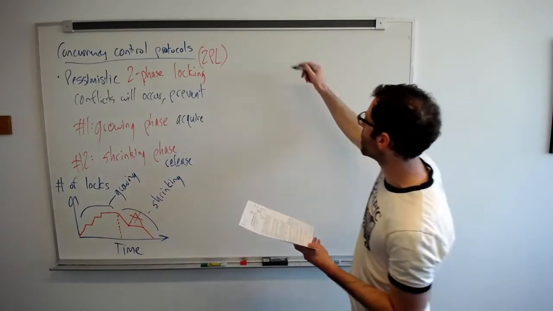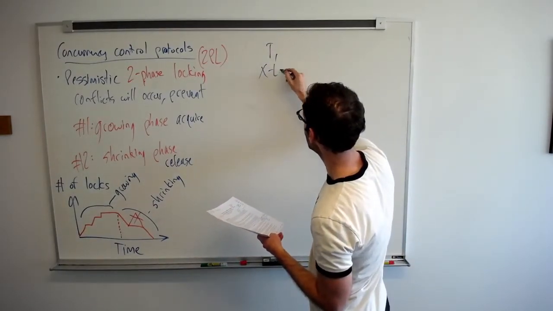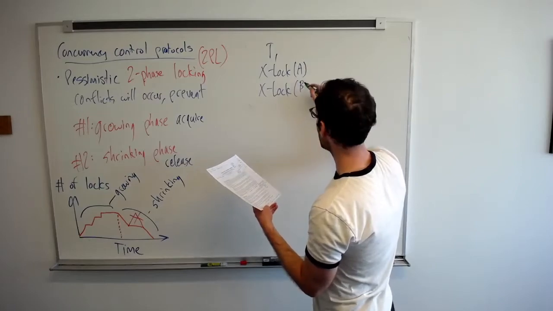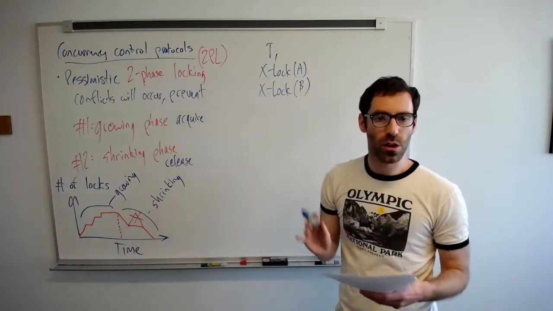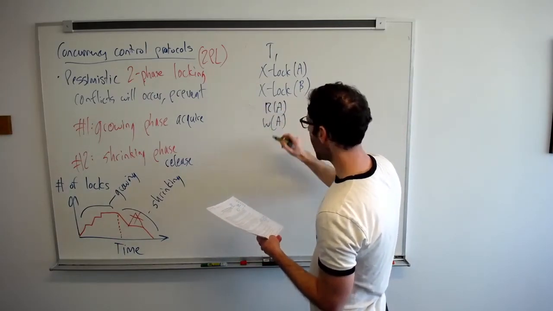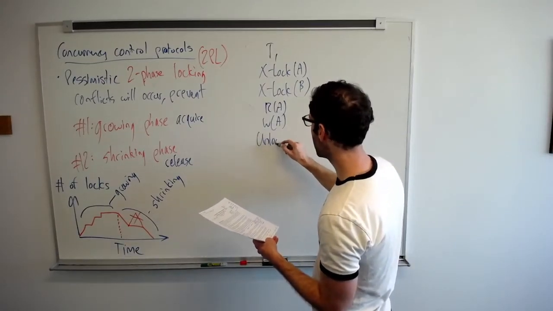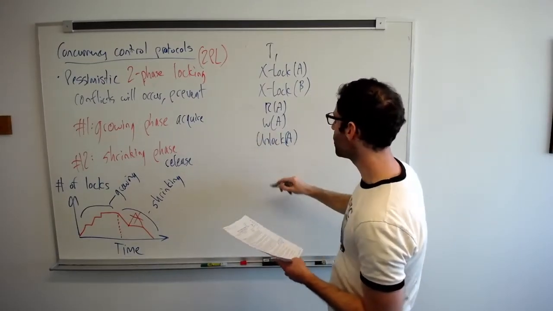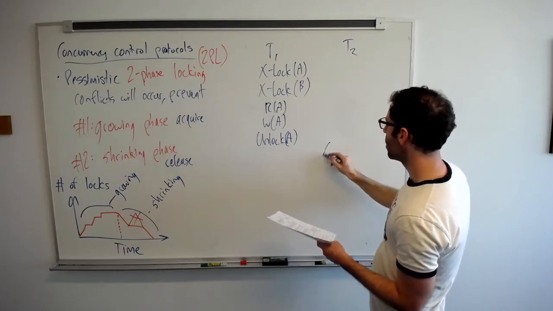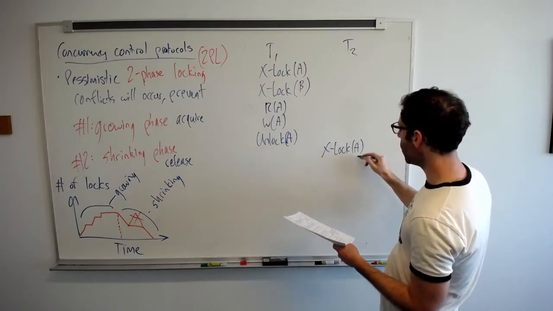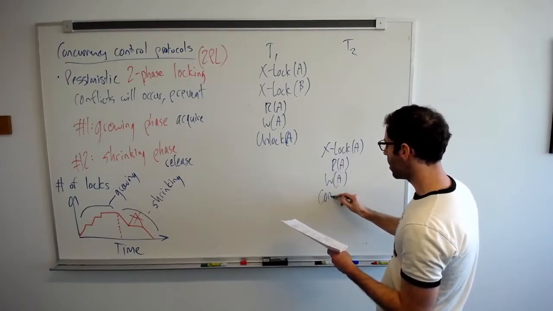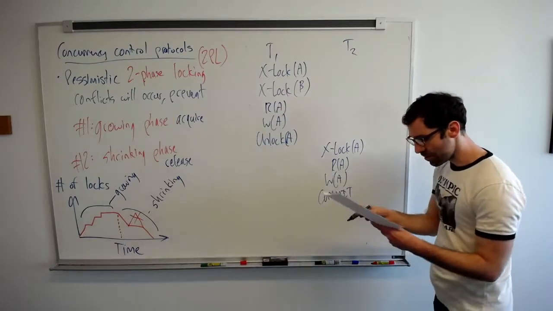So if we have a situation where our T1 locks A, it locks B, it's following our two-phase locking like it should. We're going to read A and write A, and then unlock A. At this point, T2 gets a lock on A. It also updates A, and then commits.